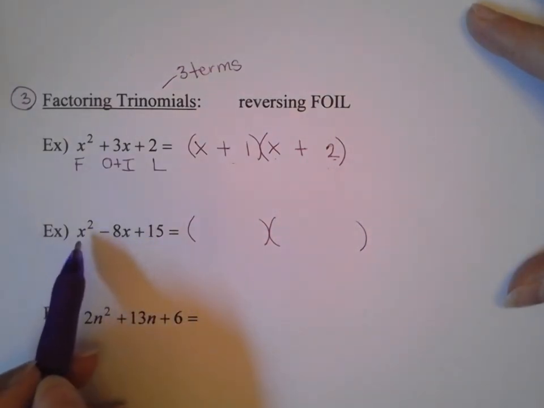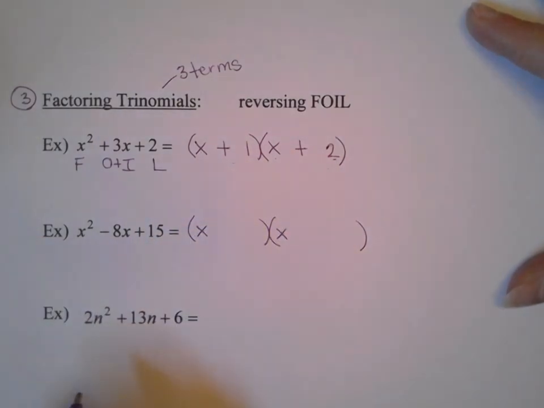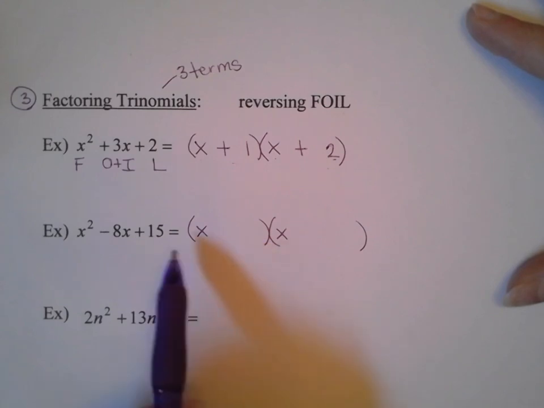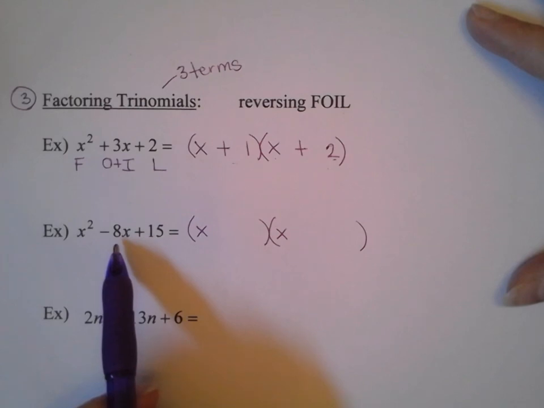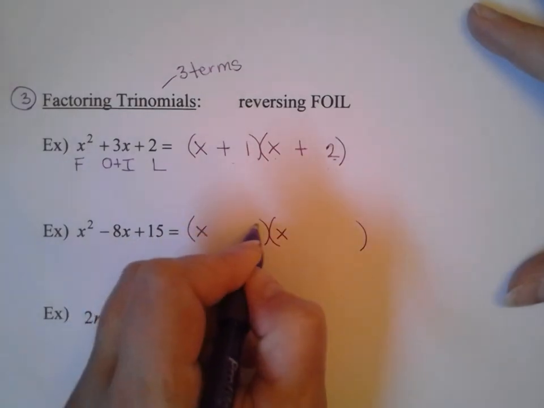So again, I'm starting with x squared, so that tells me I need an x and x. And then I'm looking for two numbers in the back that multiply to be 15 and add to be -8. Think for a second, what numbers multiply to be 15? And then do those numbers add up to be -8? Okay. Maybe you've already figured it out.